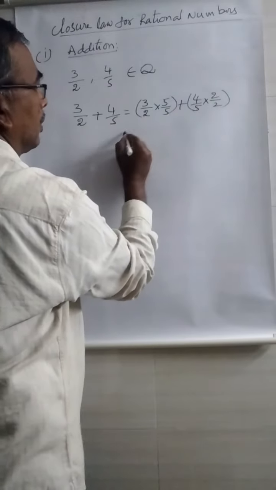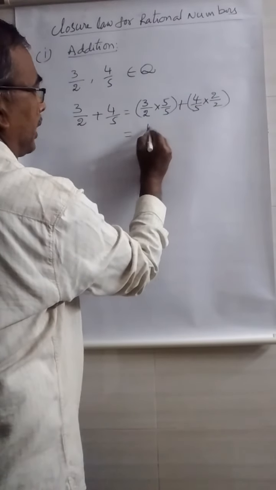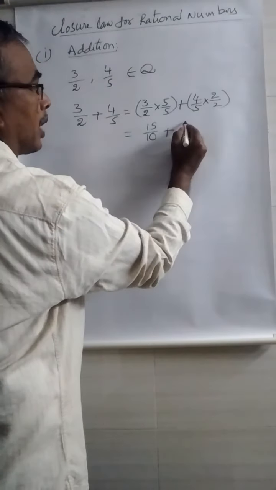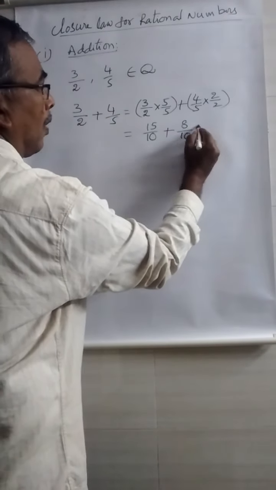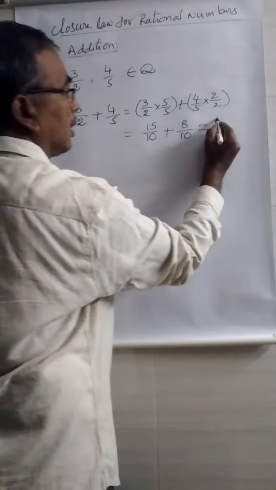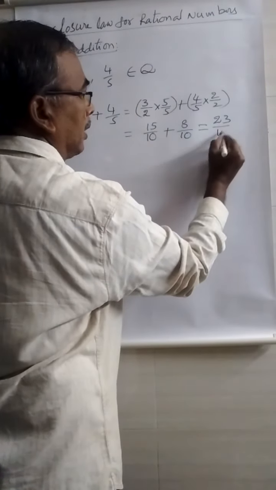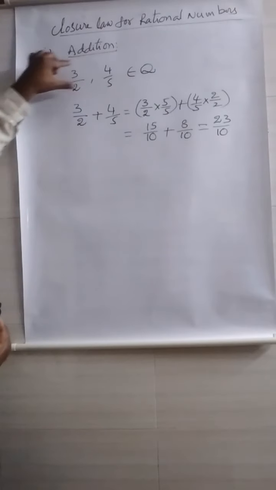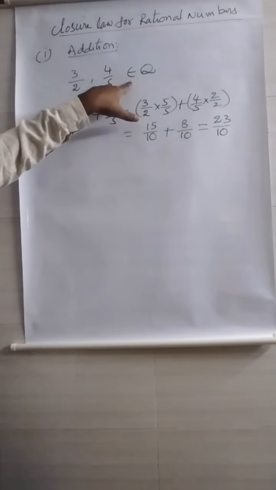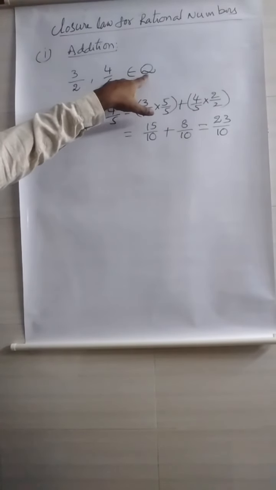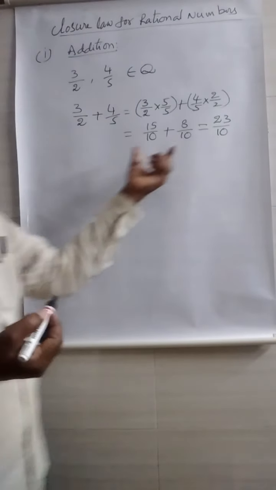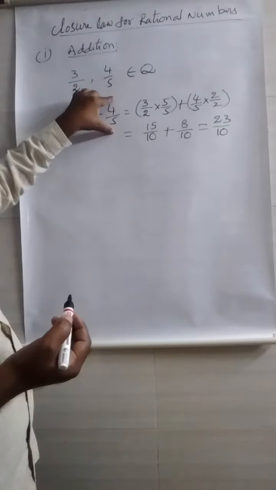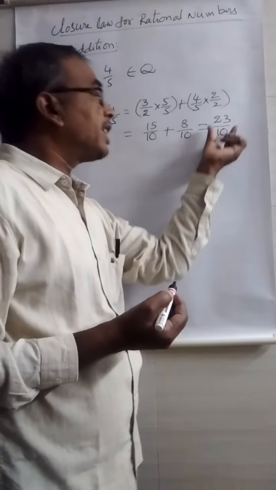We sum up these two. 3 5s are 15, so 15/10, plus 4 2s are 8, so 8/10. Finally, what we get? 15 plus 8, 23/10. You may observe here, we took 3/2 and 4/5. These two are rational numbers. Q means rational numbers. For the addition, we sum up these two rational numbers. Finally, what we get? 23/10.